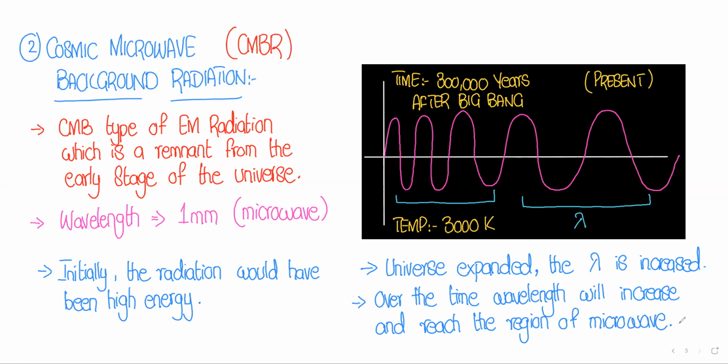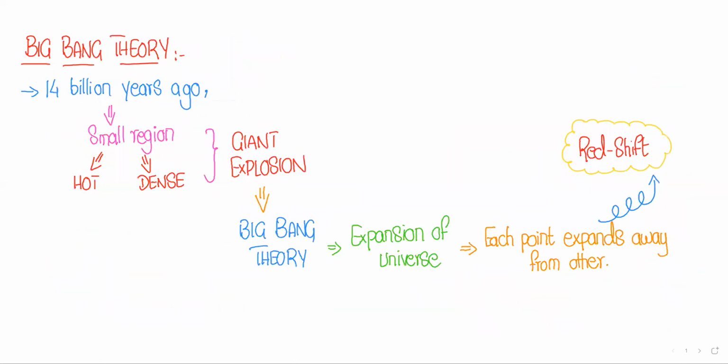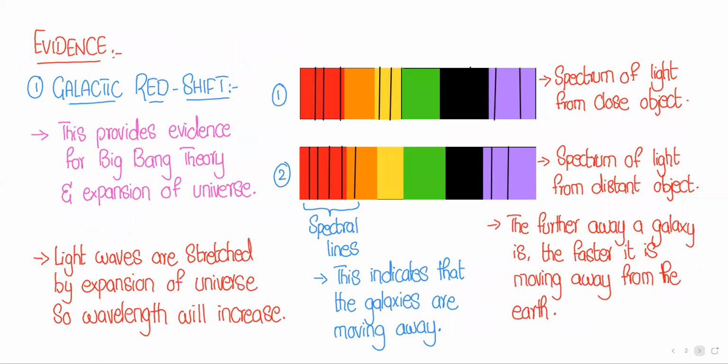Any confusion? No, sir, all clear. Okay. So this is the evidence of the Big Bang theory, how the Big Bang happened and what the evidence is that supports it. In this chapter we studied redshift, blue shift, the life cycle of a star, and the Big Bang theory plus the evidence for the Big Bang, right? Yes.